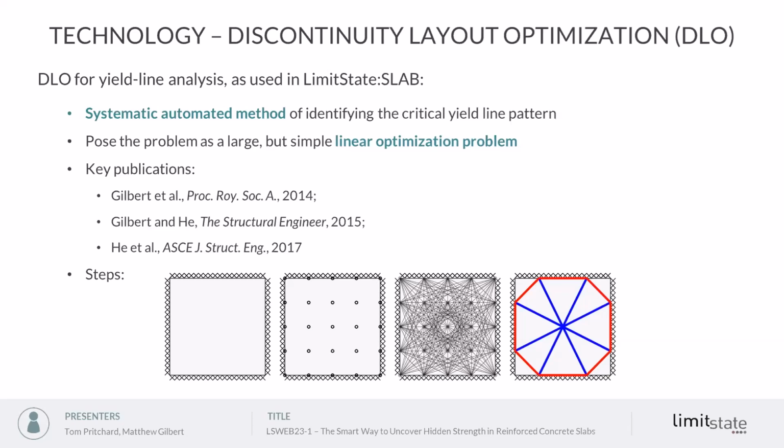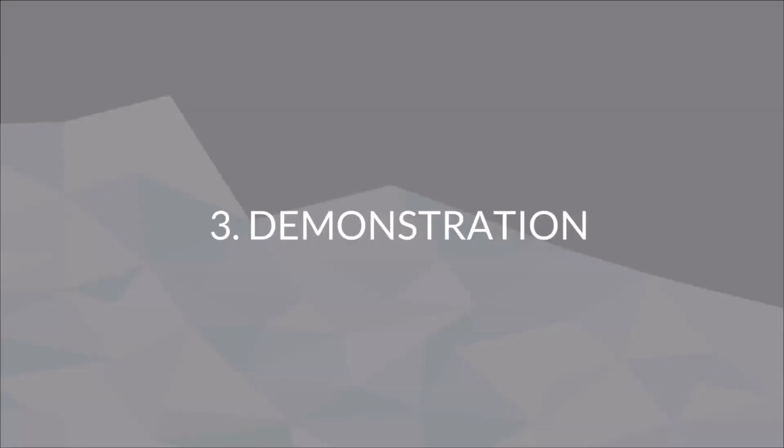And that overcomes one of the major weaknesses of the traditional yield line method, which is that it's prone to come up with non-conservative solutions. That's the case by hand. When you automate it in this way, there is really no danger of that. Okay, so I'm now going to hand back over to Tom, who's going to give you a demonstration of how the method can be applied in practice.